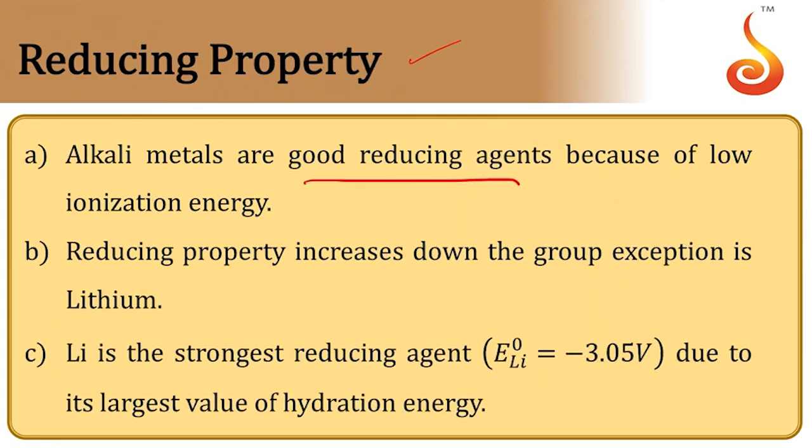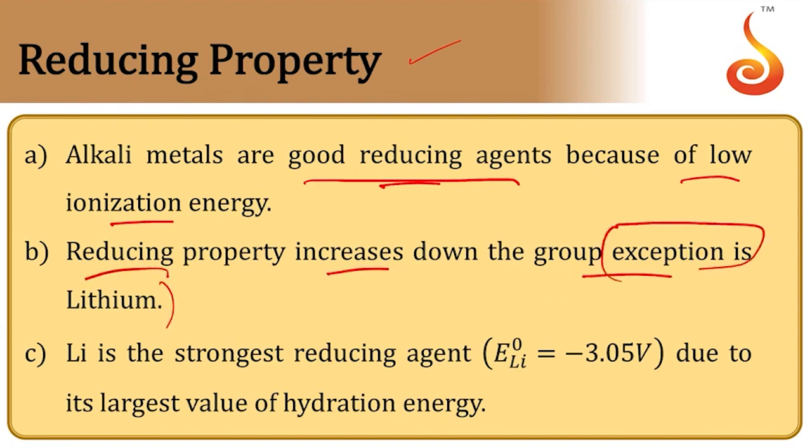Then comes reducing property. Alkali metals are very good reducing agents because of, we can say, low ionization energies. They can lose electrons easily, and therefore they are very good reducing agents. And reducing property is increasing down the group. Reducing property increases down the group.